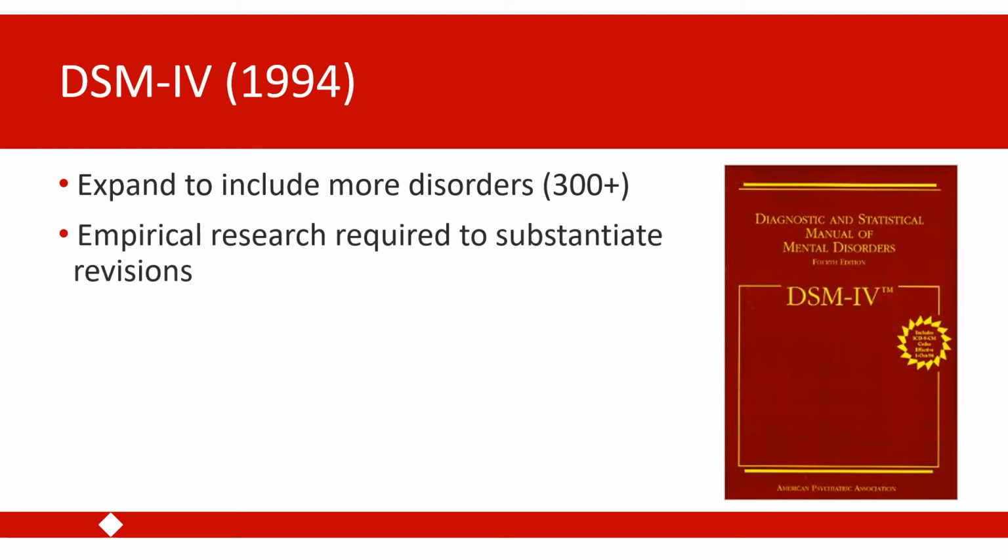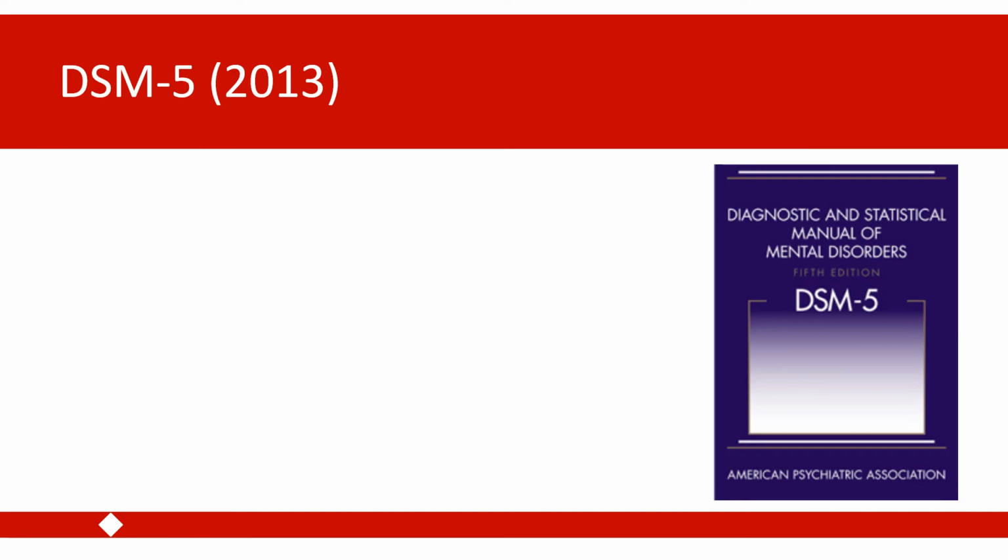And in the DSM-IV, we shift so that making revisions to the DSM requires empirical research. So you can see a stronger emphasis on research and a scientific approach to defining disorders and categorizing disorders and making changes to the DSM-IV. So from DSM-IV, that leads us to the DSM-V. DSM-V was published in 2013, and this is the version of the DSM that is currently used in the United States.